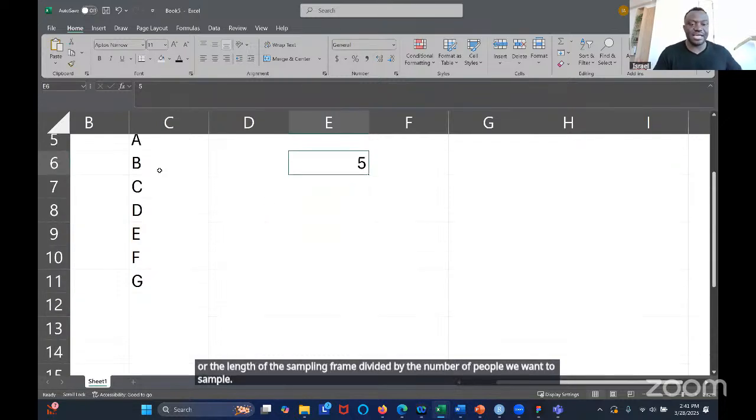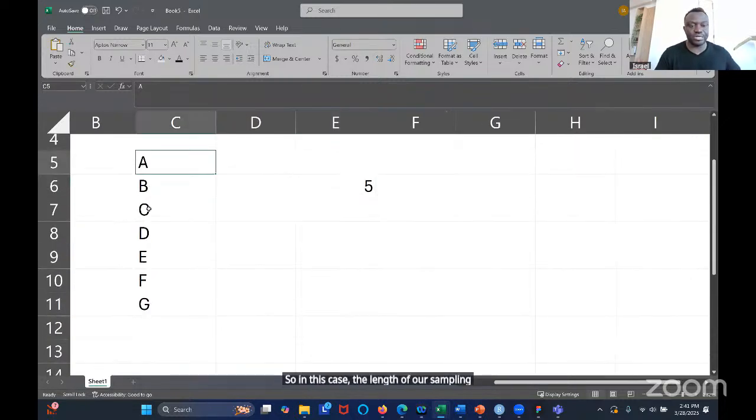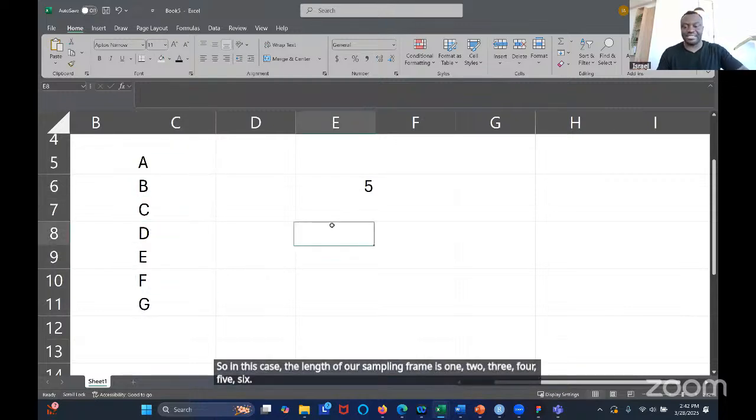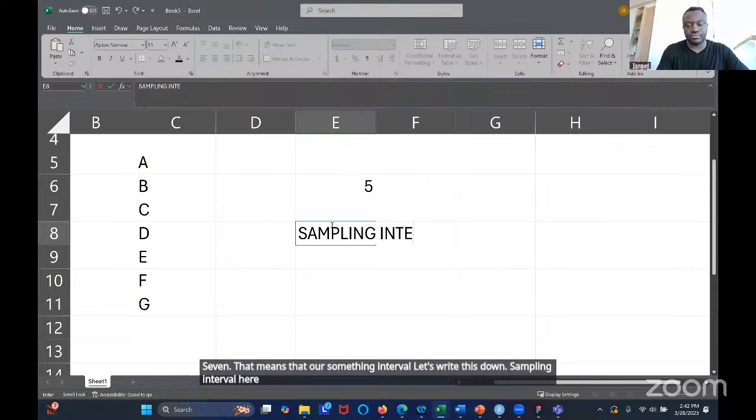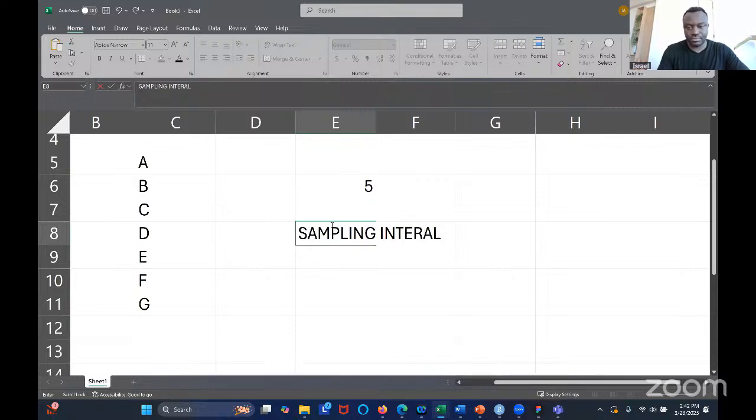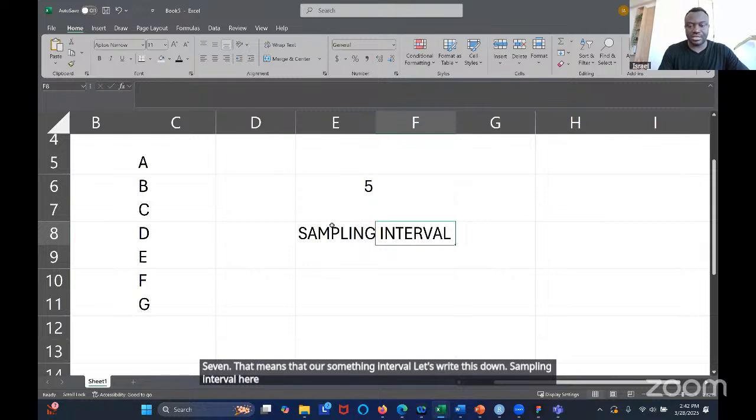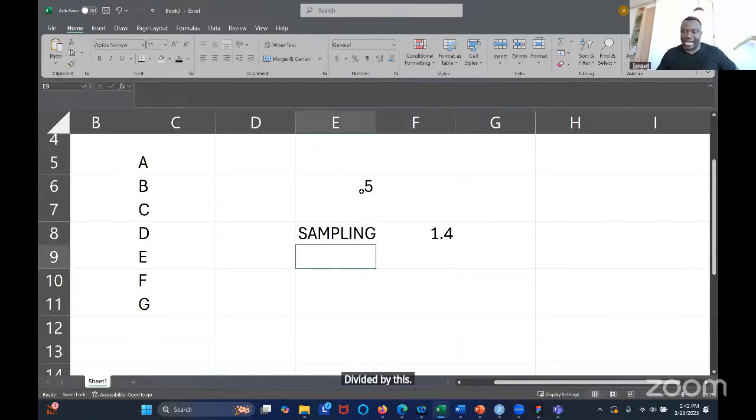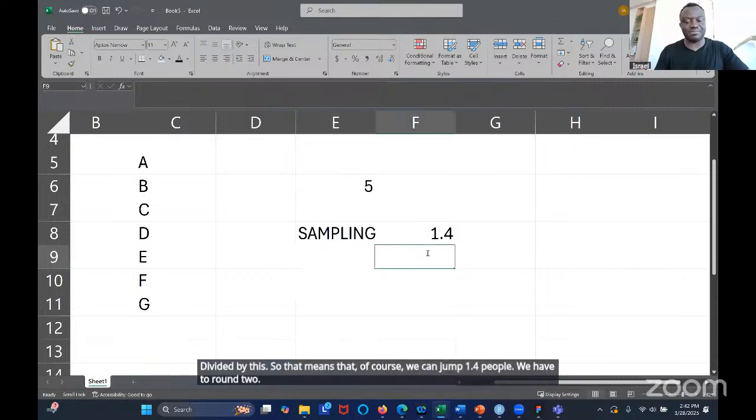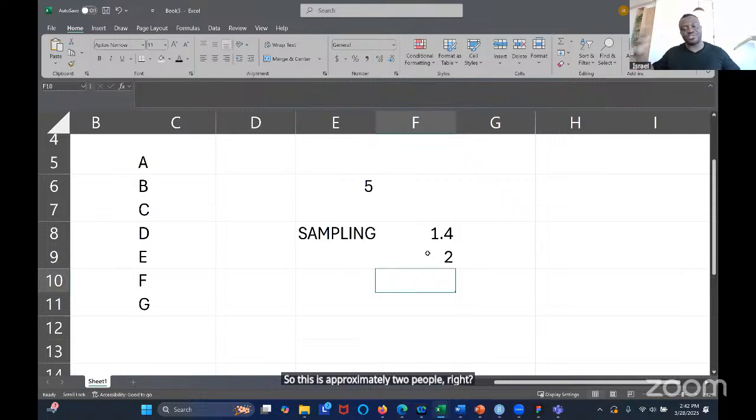So in this case, the length of our sampling frame is 1, 2, 3, 4, 5, 6, 7. That means that our sampling interval, let's write this down, equals 7 divided by this. So that means that, of course, we can't jump 1.4 people. We have to round to 2. So this is approximately 2 people, right? We have to jump every 2 people.